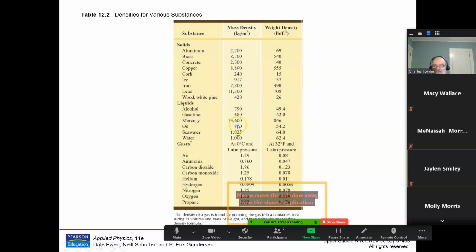Okay. Seawater is slightly denser than water. Water is 1,000, seawater 1,025 kilograms per cubic meter. Or seawater is 64 pounds per cubic foot, whereas regular water is 62.4 pounds per cubic foot. Ice, by the way, remember, was 57. So just a little bit less dense than water.